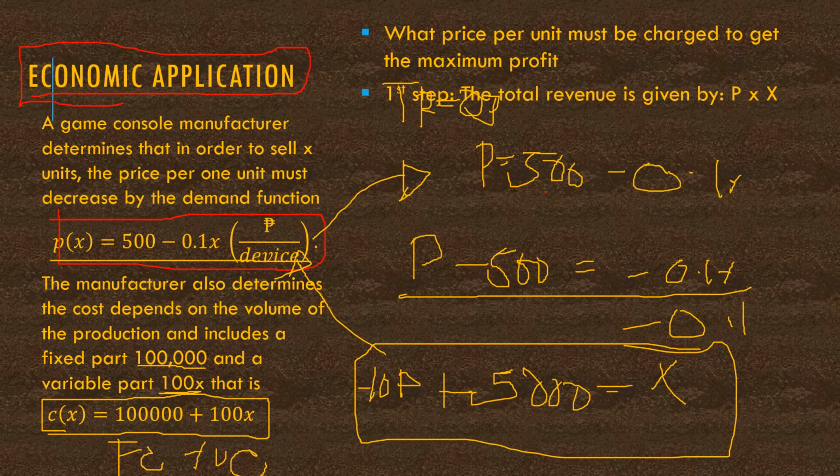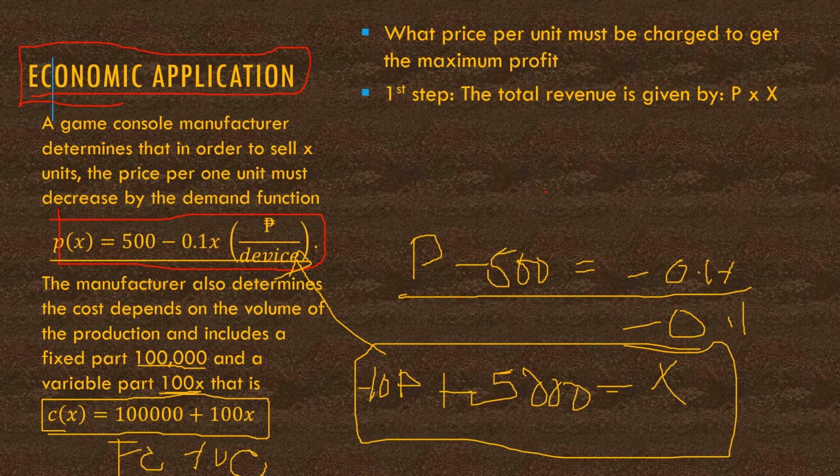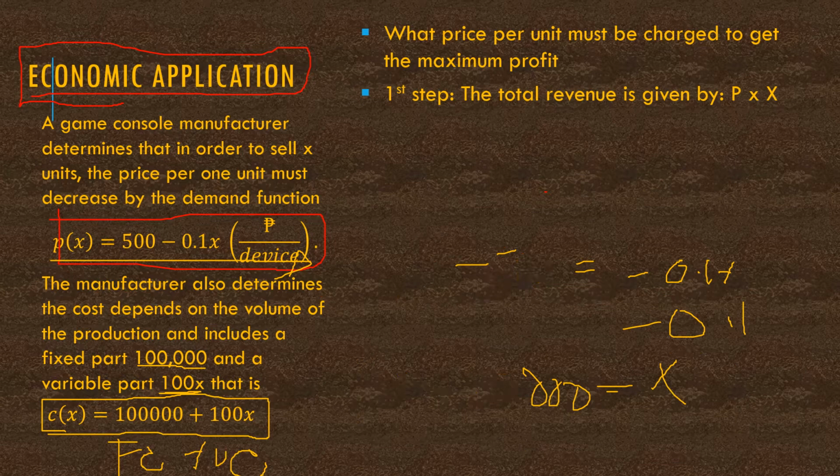So by means of that, you have to determine what is the first step that you're going to use. So the first step here is to find the total revenue. Remember, the total revenue function is considered to be this one. Okay, price times the x or price times the quantity.